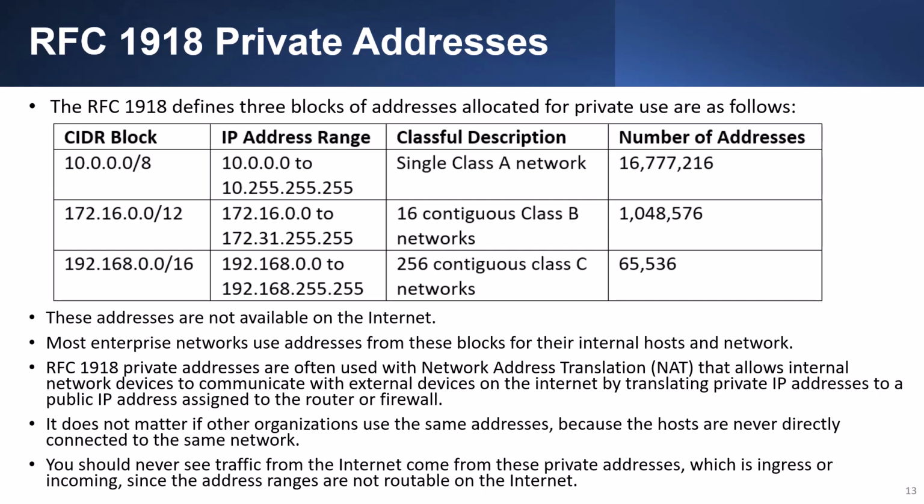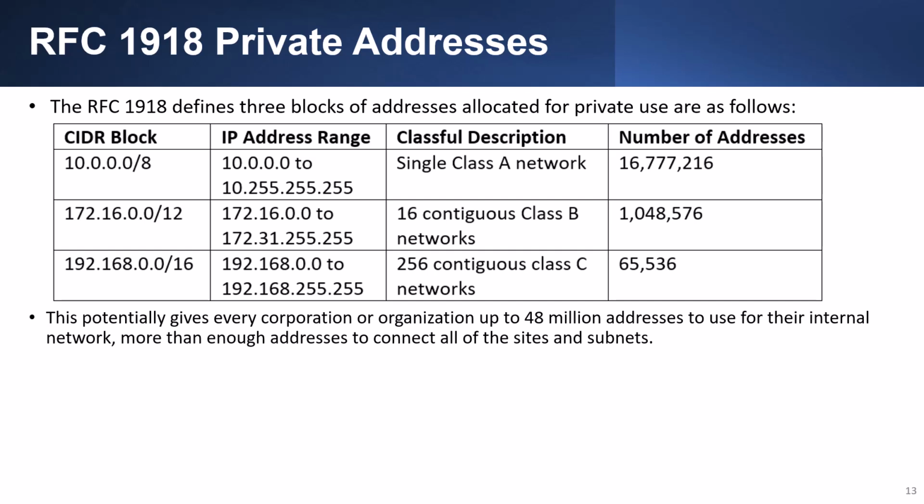RFC 1918 private addresses are often used with network address translation, or NAT, that allows internal network devices to communicate with external devices on the internet by translating private IP addresses to a public IP address assigned to the router or firewall. It does not matter if other organizations use the same addresses because the hosts are never directly connected to the same network. You should never see traffic from the internet come from these private addresses, which is ingress or incoming, since the address ranges are not routable on the internet. This potentially gives every corporation or organization up to 48 million addresses to use for the internal network, more than enough addresses to connect all of their sites and subnets.